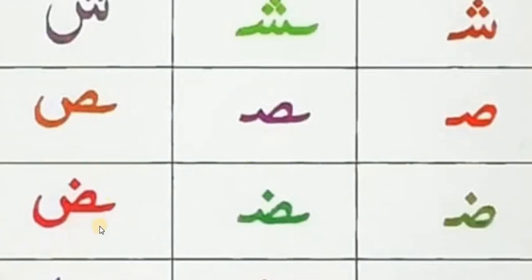Our next letter is Dad. Dad has the same rule like Sad and Sheen. So it is the short form of Dad.